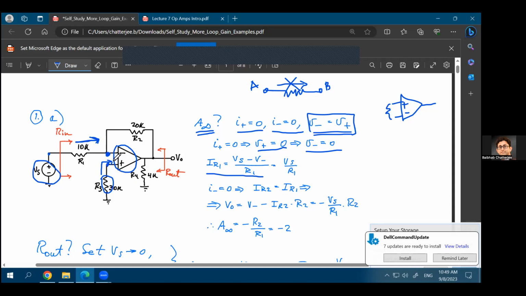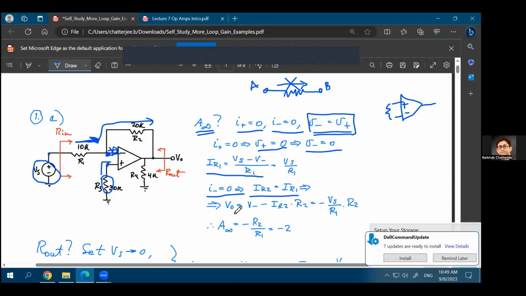Now, because you know that I minus is equal to 0, there cannot be any current flowing into the negative terminal. So where would this current go? This current will flow through this resistance, the 20 kilo ohm R2 resistance, right? In an ideal scenario, you would have expected a current division because at this node there are two different paths, but one path will have zero current and the other path will have the full current because this path has infinite input impedance. So because I minus is equal to 0, you can write I R2 is equal to I R1. That is, the current through the R2 resistance is equal to the current through the R1 resistance.